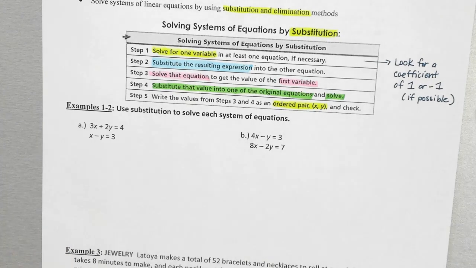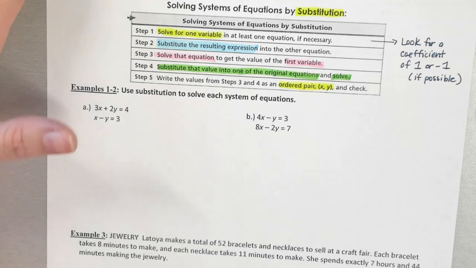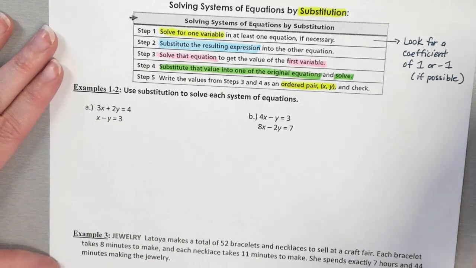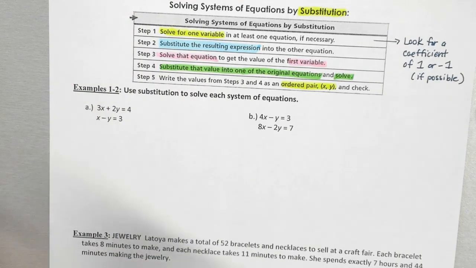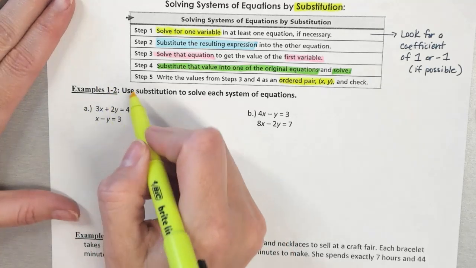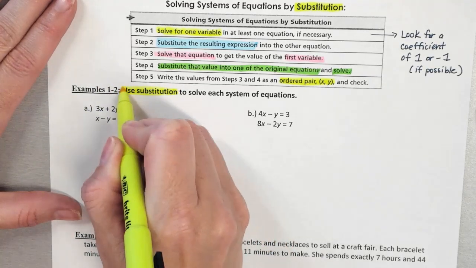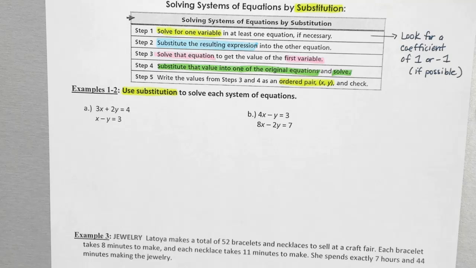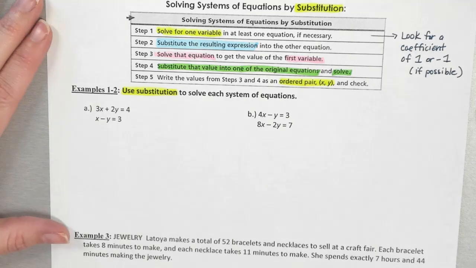I'm not going to make you write out checks like we did in our earlier section, because you won't have any extraneous solutions. You just want to check to see if you did it correctly. So make sure you're paying attention to the directions. These directions are asking you to use substitution. By the end of the notes, we'll have multiple methods, so you just have to pay attention to which method they ask you to use.